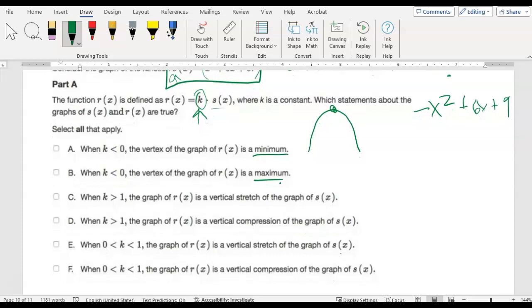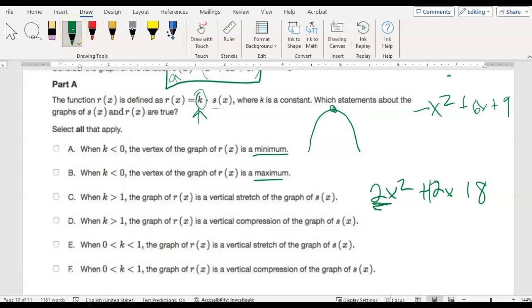So we know for A and B which one to choose. Let's look at C and D. For C, it says when k is greater than 1, the graph of r of x is a vertical stretch of the graph of s of x. So if it's greater than 1, so for example, if it was 2x squared plus 6x plus, if I multiply the whole thing by 2, this would also change. So 12x plus 18, right?